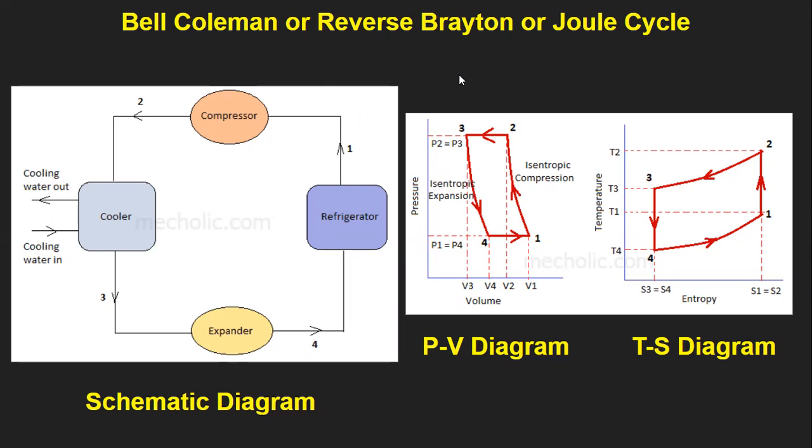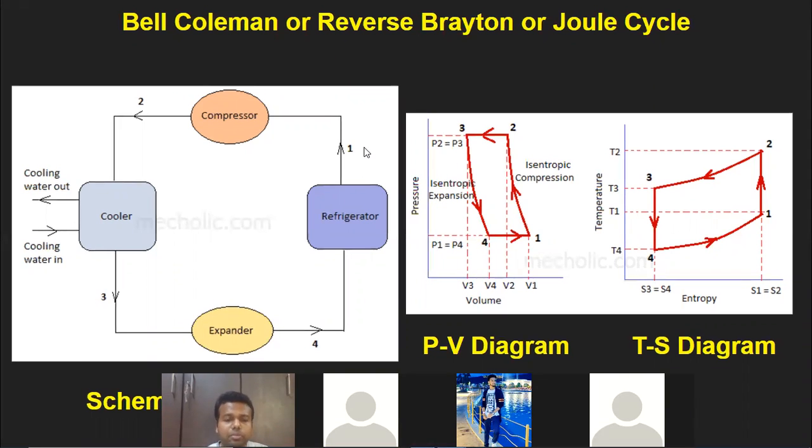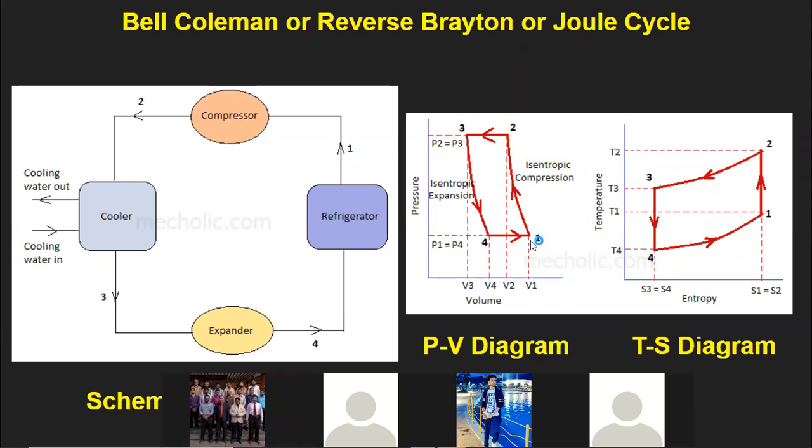So in the Bell-Coleman cycle, air is the working fluid. That air gets heated. Here, the air gets heated from 4 to 1. You can see this process, 4 to 1. So during 4 to 1 air gets heated, and during 2 to 3 air gets cooled, during 4 to 1 air gets heated, right?